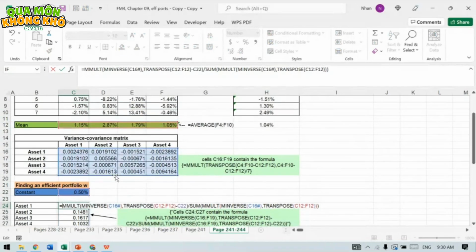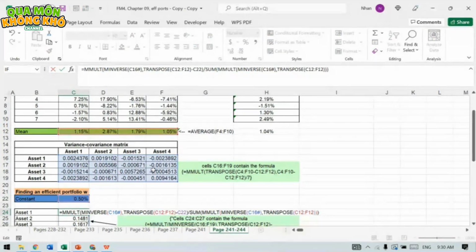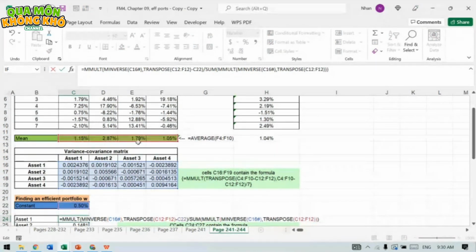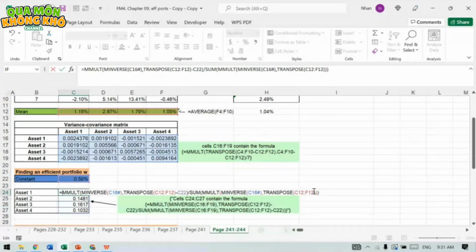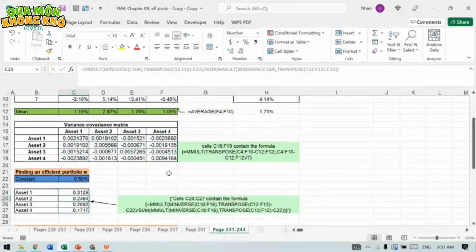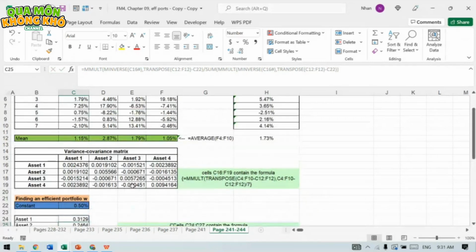Minverse of this, right? Transpose of means minus here. This manner, I again forgot to minus the constant. Yes. Yeah, it's the same now.